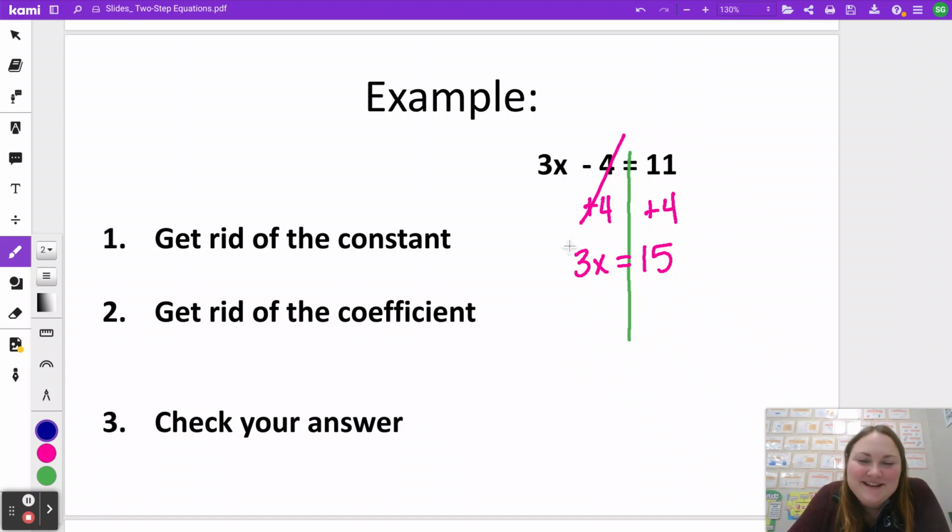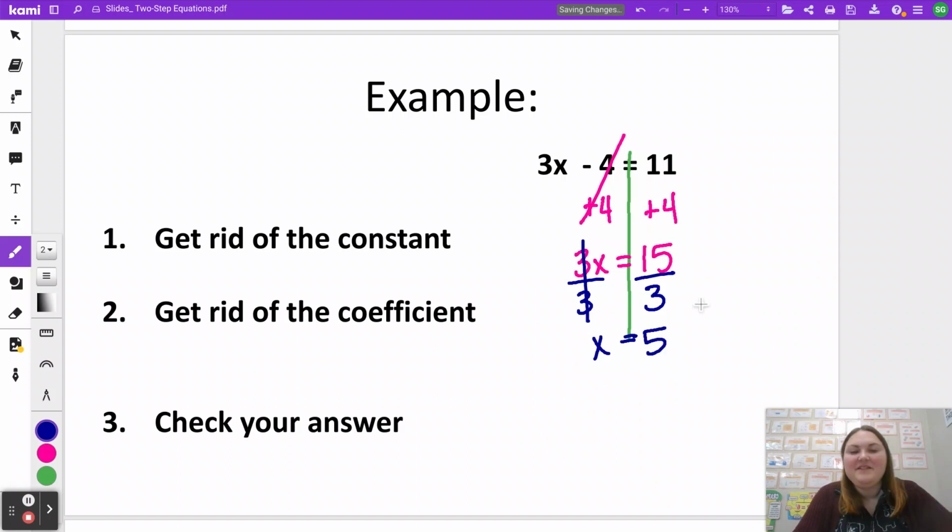My first step is in pink, but my second step is I need to cancel the coefficient. I need to get rid of 3. And to do that, that's what you learned yesterday. This is multiplication. I need the opposite, which is division. So I will come in and divide both sides by 3. When I do that, 3 divided by 3 is 1x, or just x. My 3's are canceling. And then on my other side, 15 divided by 3 is 5. And now that I've done the second step, I see I have an answer. X must be the number 5.